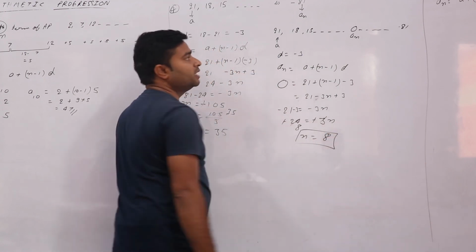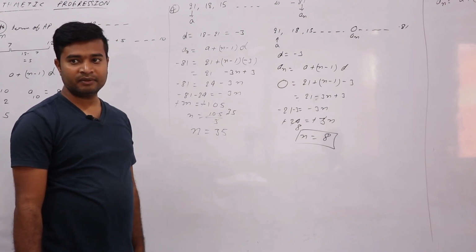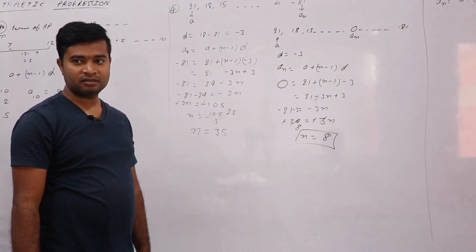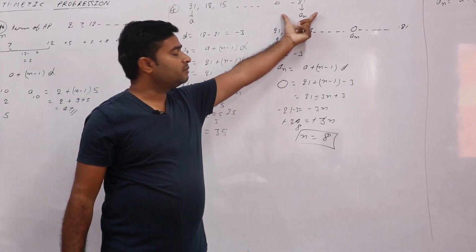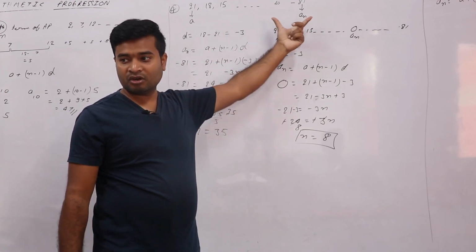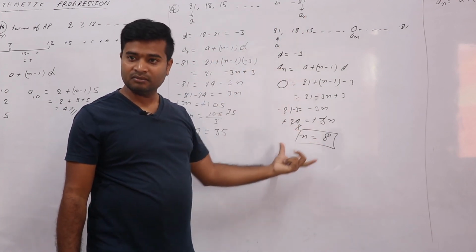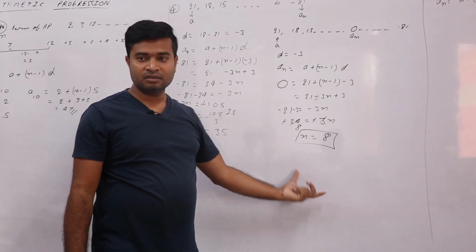So the 8th term of the AP will be 0. Getting or not? Yes, sir. Understood na? In the question we were asking which term is minus 81. We have got that in this AP 0 is coming or not? Yes, it's coming. And which term? 8th term. Yes or no? Yes, sir. Understood? Yes, sir. Copy it.